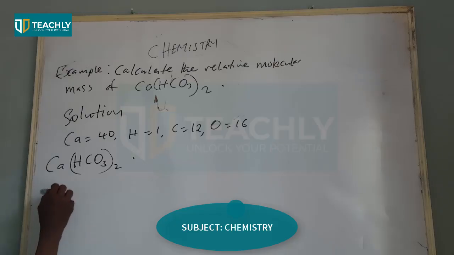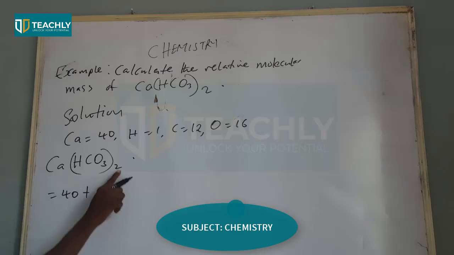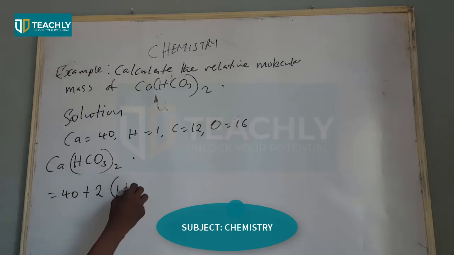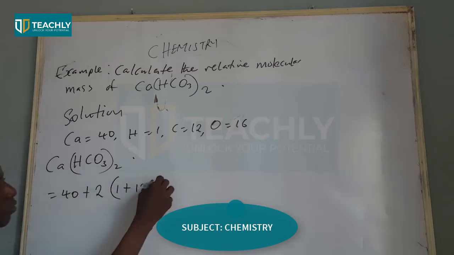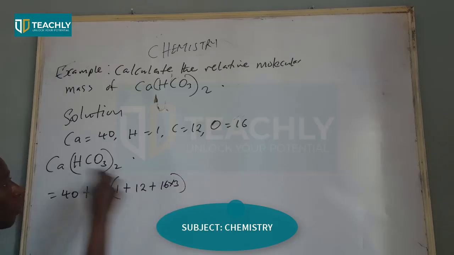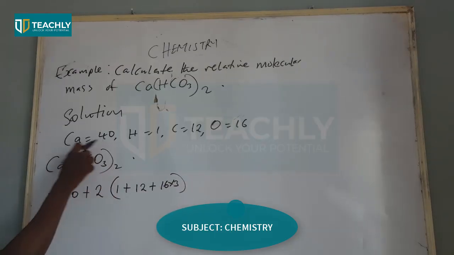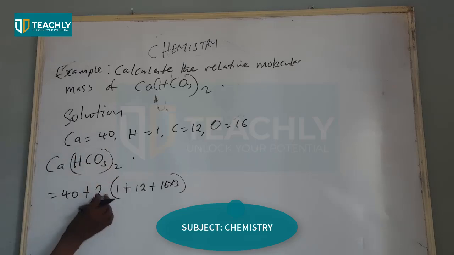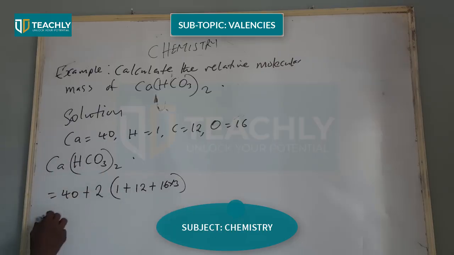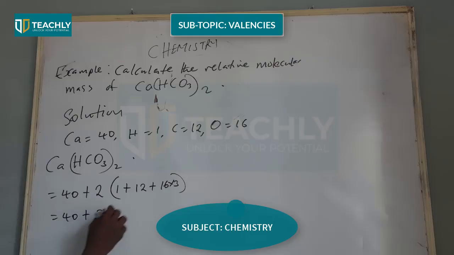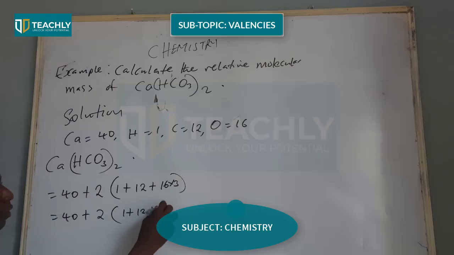So calcium here you are going to have 40 plus, because you have 2 here, you can put the 2 outside like this. Hydrogen is 1, carbon is 12, plus oxygen, 3 atoms of oxygen, going to be 16 times 3. The 2 you have outside is meant for everything inside the bracket. That is why I'm putting the 2 outside like this. And the rest inside the bracket, you have 40 plus 2 into 1 plus 12 plus 16 times 3, which is 48.